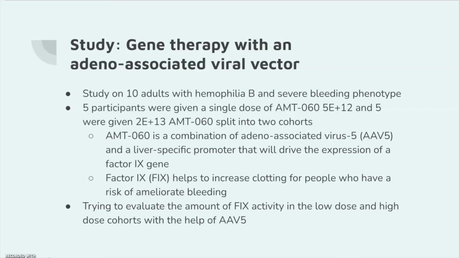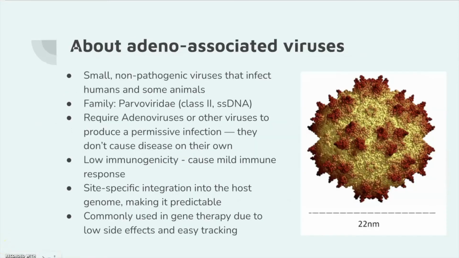The purpose of the study is to evaluate the amount of FIX activity in the lower and higher dose cohorts, using viral nanotechnology to manipulate the genome of the subjects. This study is evaluating whether this will be a safe and effective treatment for people that have hemophilia B and have severe bleeding phenotypes. So what are adeno-associated viruses and how are they used in the context of this study?